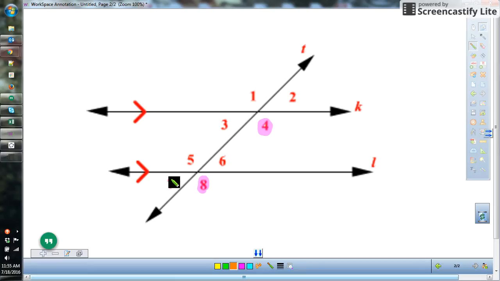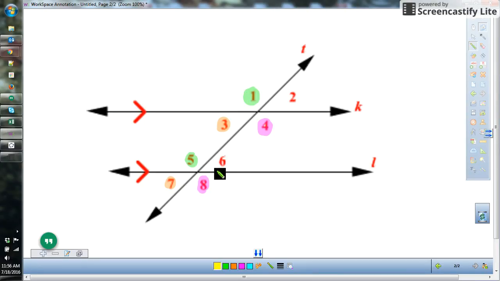Again, I can go to the bottom side of this parallel line and to the left-hand side of the transversal, and that gives me angle 7. And if I go to the bottom of this parallel line and the left-hand side of the transversal, I get angle 3. So angle 7 and angle 3 are corresponding. Top of the parallel line and the left-hand side of the transversal is angle 5. Top of this parallel line and the left-hand side of the transversal is angle 1. So those two are going to be corresponding.